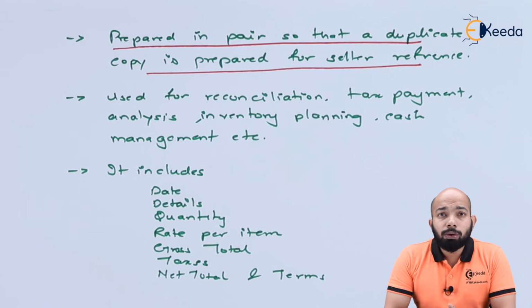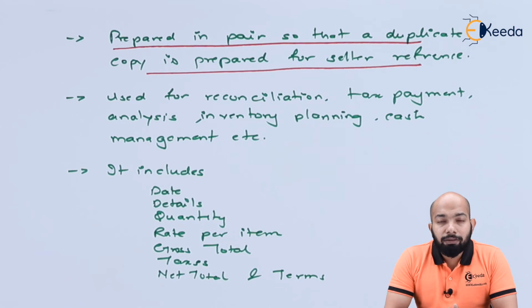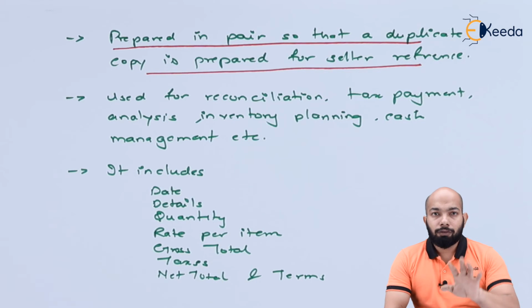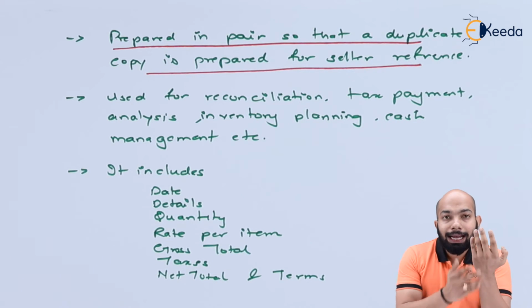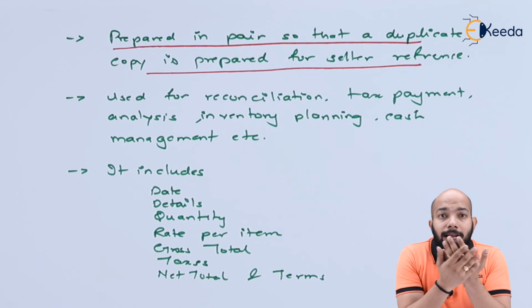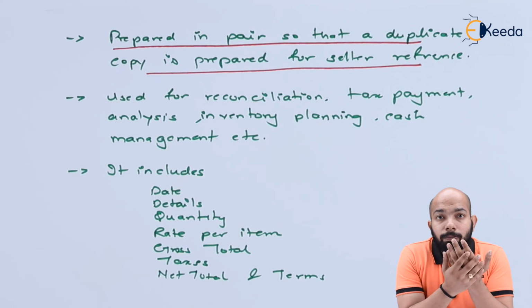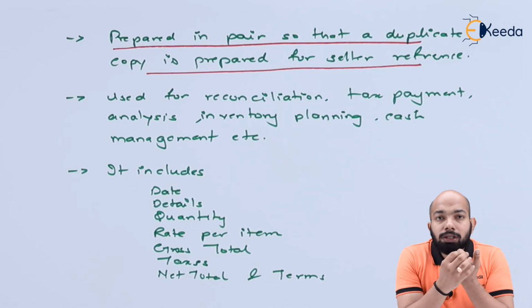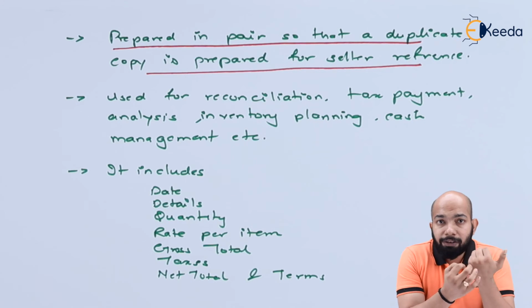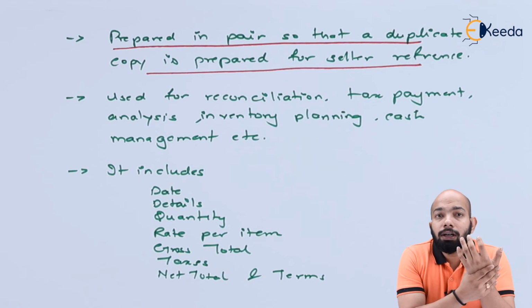Every such cash memo is prepared in pair. That means a duplicate copy is kept with the seller for his reference. Whenever a cash memo is prepared, for example, you must have seen in your childhood there has been a blue carbon paper or a black carbon paper that is kept below the bill. That is done so that whatever the seller writes on that memo is also copied under the carbon paper as a duplicate copy.